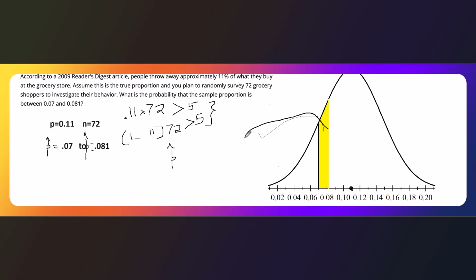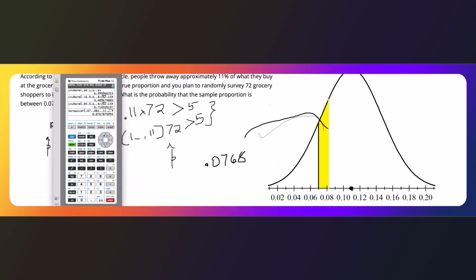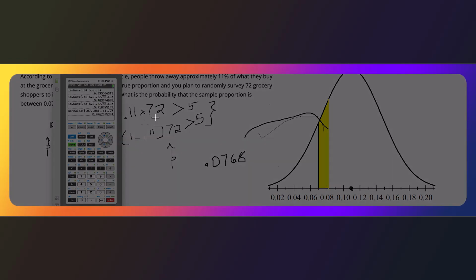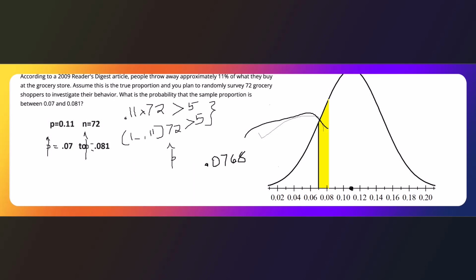So this area is 0.0768 approximately. Let's make sure that we get the right number. Looking at that, what we have again is 0.0768. So my memory was not that bad. That's the answer here: 7.68% of these 72 will show this behavior, or the probability is 0.0768 that the sample behavior would be like this. Okay.